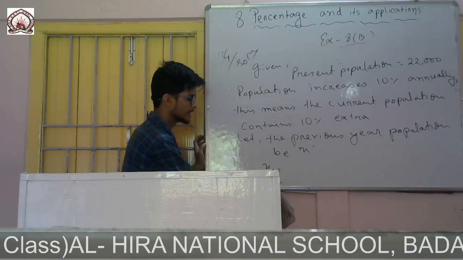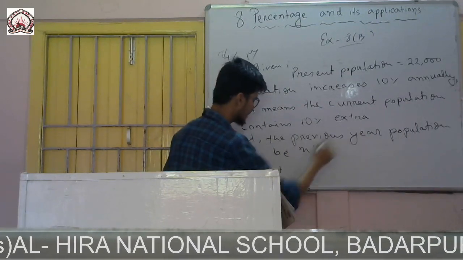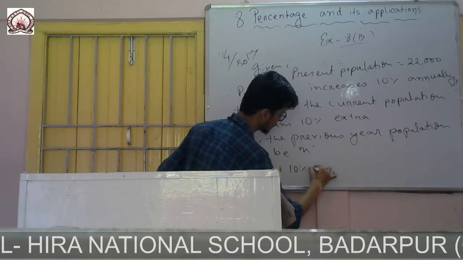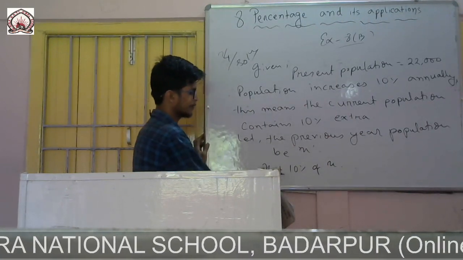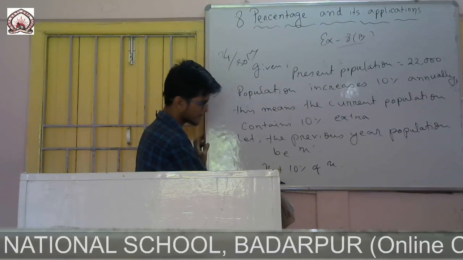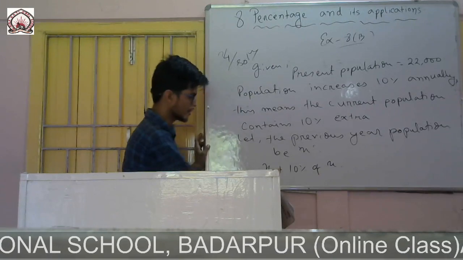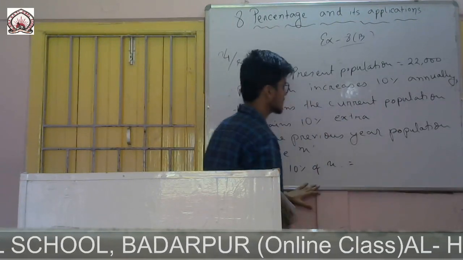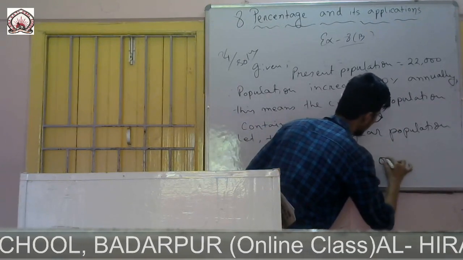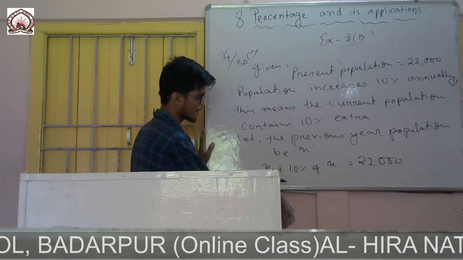Previous year population is X, and now what happened? After increasing 10%, that means 10% of X. On the previous year population it increased 10% and it became the present population. It is 22,000. Again I am saying it is the previous year population.